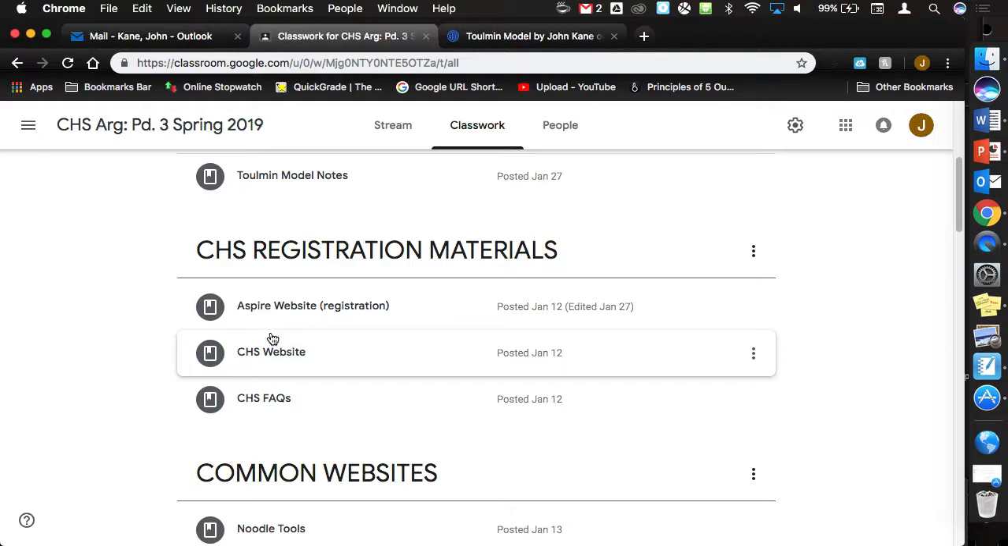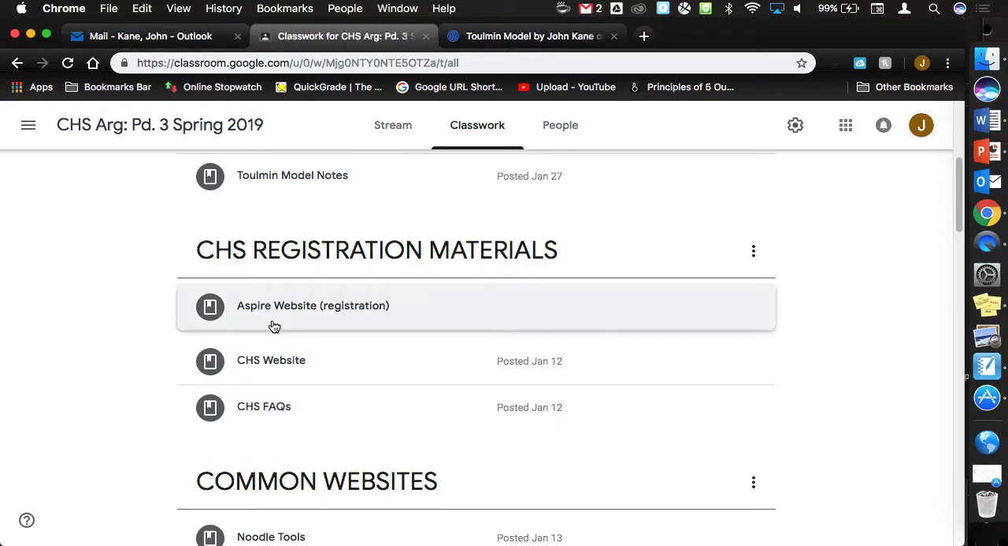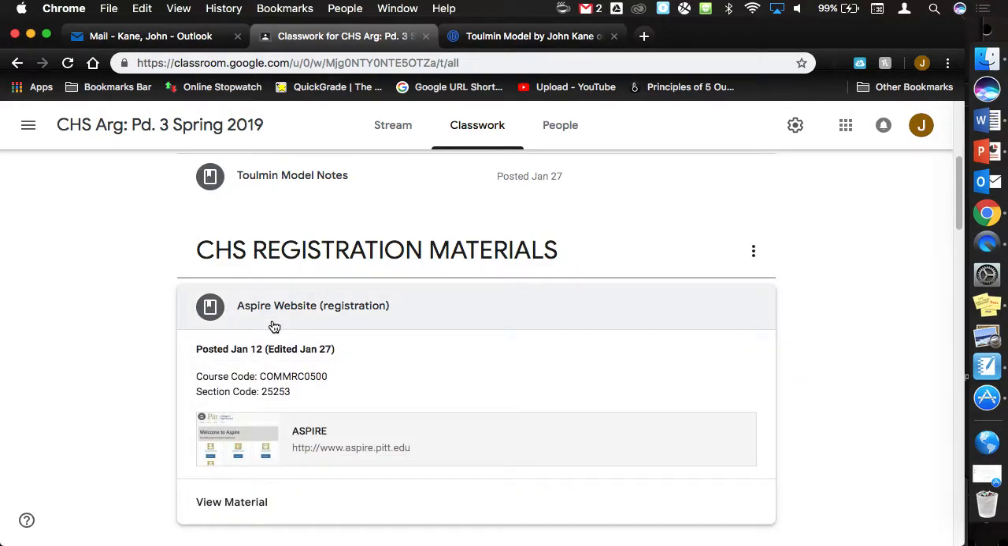I have the CHS website, which is through Pitt, and then some normal FAQs that tend to show up through Pitt, but then there's the Aspire website, and that's where you would go through and register for the credits if you want to. I'm going to collect your stuff by April the 15th, so that's going to be 2 weeks from this Friday coming up, all right? But on Aspire, you would need a course code, which I've provided for you, COMMRC.